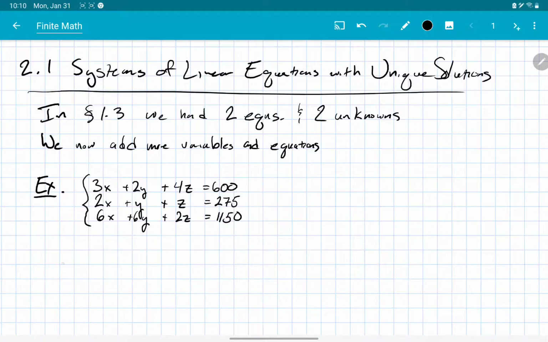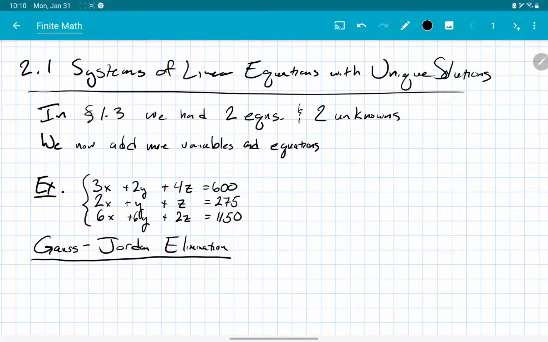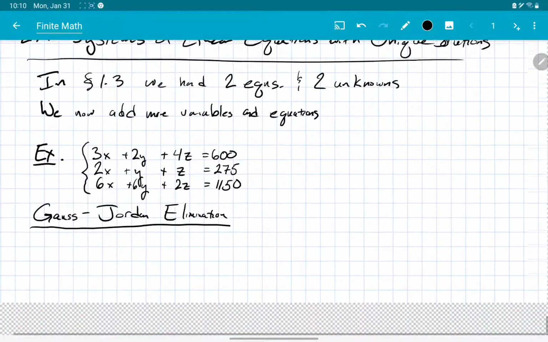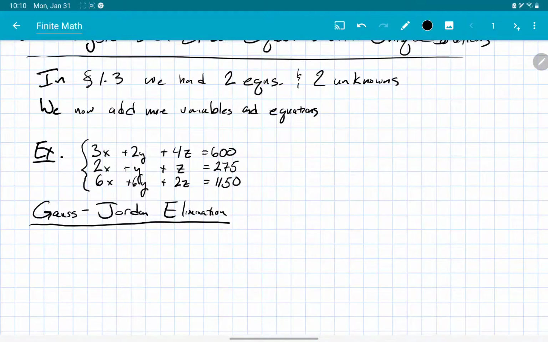The method we're using is called Gauss-Jordan elimination. And there are a variety of legal moves that we can make in order to solve these equations. And there are three types of moves that can be made.